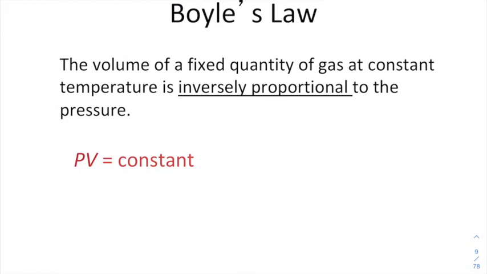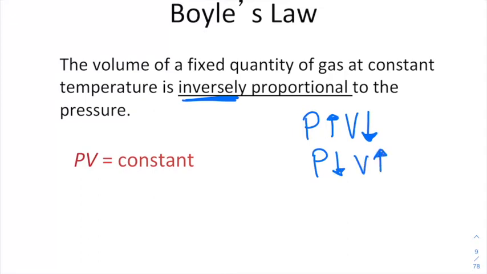In Boyle's law, the volume of a fixed quantity of gas at constant temperature is inversely proportional to the pressure. What we mean by inversely proportional is if one goes up, in this case the pressure is going up, then the volume needs to go down. Likewise, if the pressure is going down, the volume must be going up. This is what I mean by inverse. As one goes up, the other one must go down. And we can write that as P times V equals a constant.